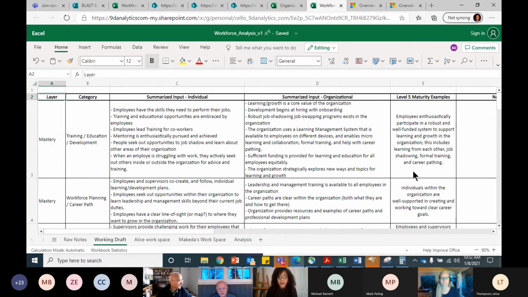The statement we have here for that would be: employees enthusiastically participate in a robust and well-funded system to support learning and growth in the organization. This includes learning from each other, job shadowing, formal training, and career pathing. So you can see we were able to summarize a lot of this input into this one fairly broad statement, and our next steps are going to then be to break out these statements into measures so that we can track back and measure to see, are we at level 5?